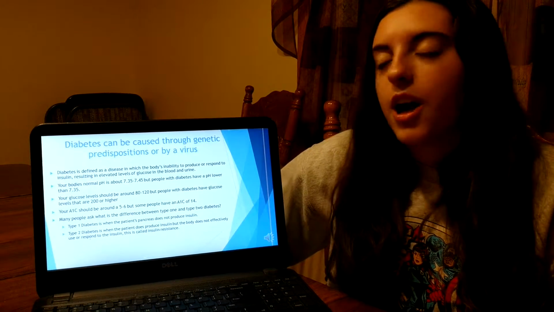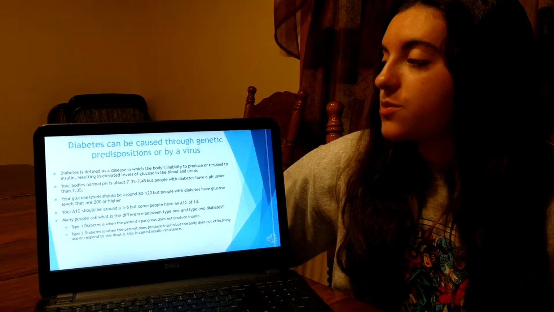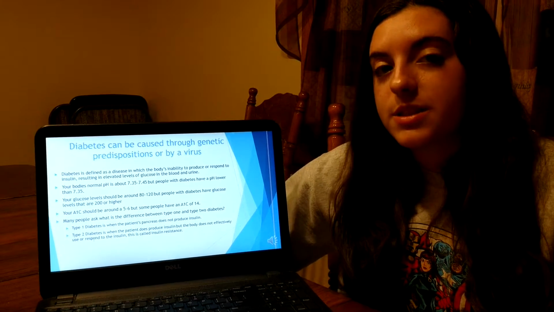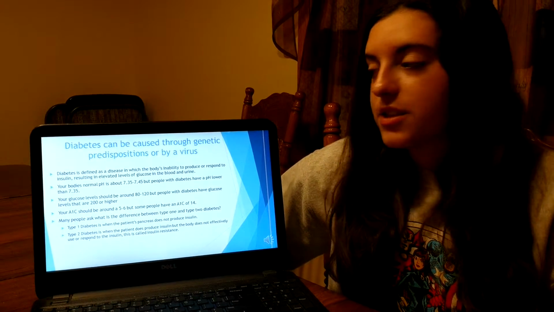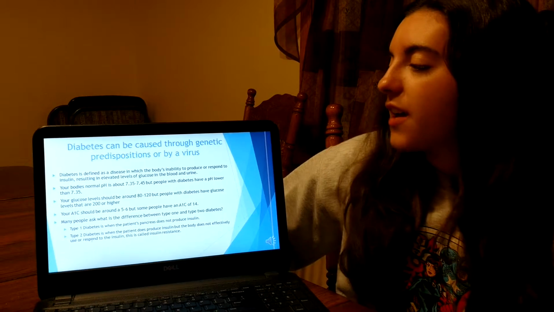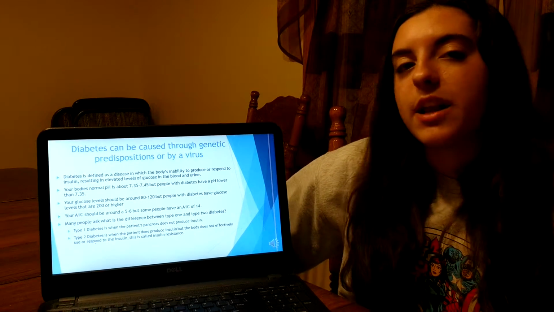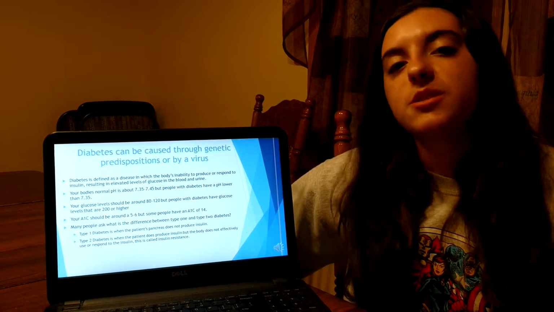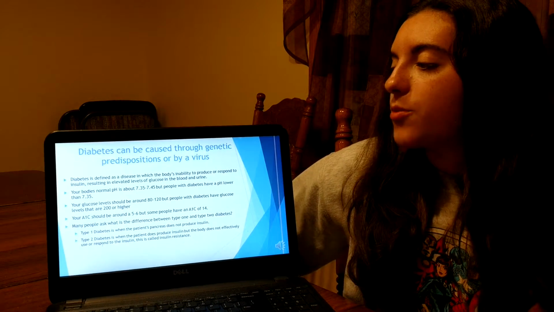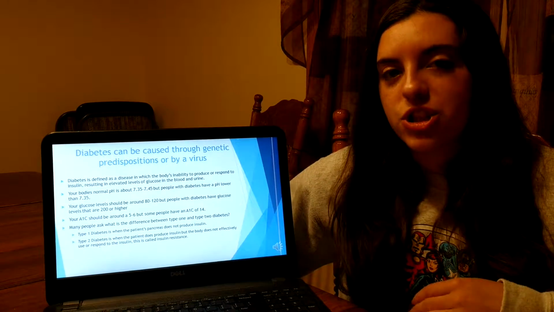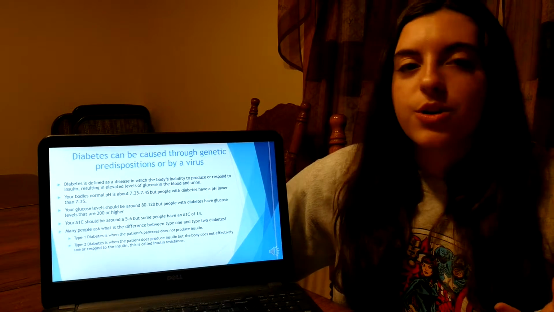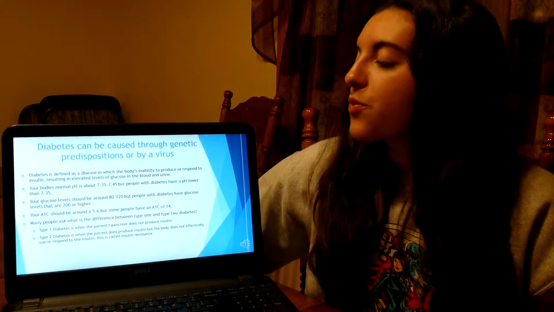So one disorder we have is diabetes, which can be caused through a genetic predisposition, or it can be caused by a virus. Diabetes is defined as a disease in which the body is unable to produce or respond to insulin, resulting in elevated blood sugar, or glucose, levels. Glucose is just a fancy word for saying sugar.